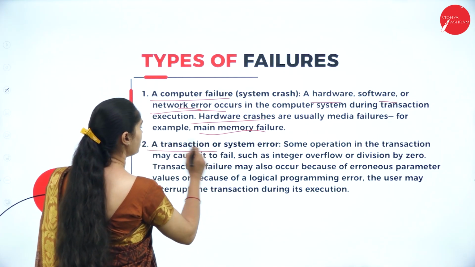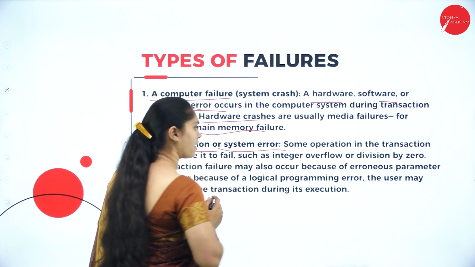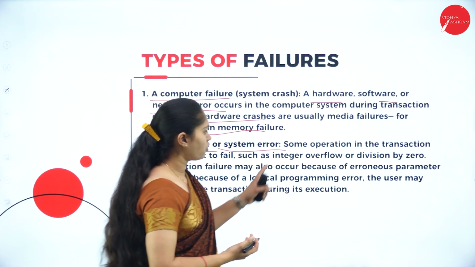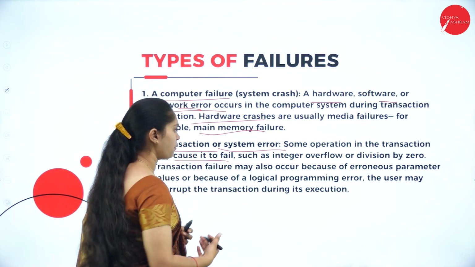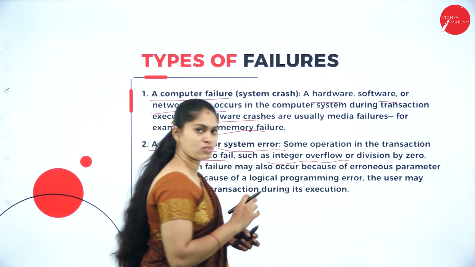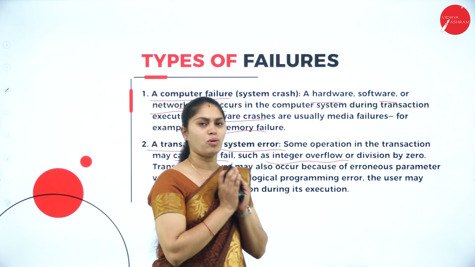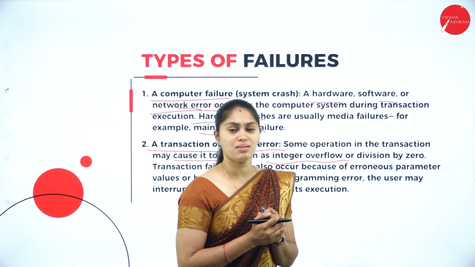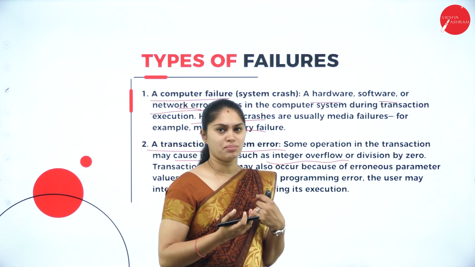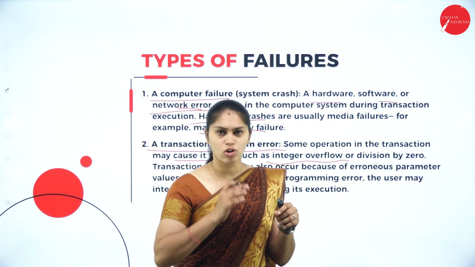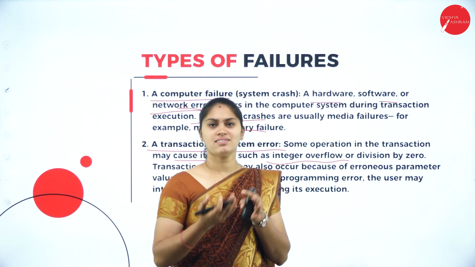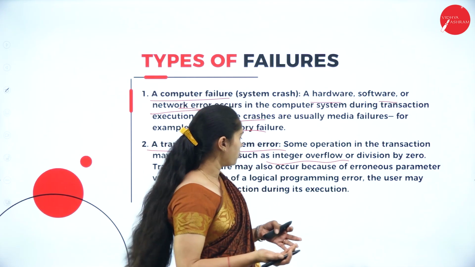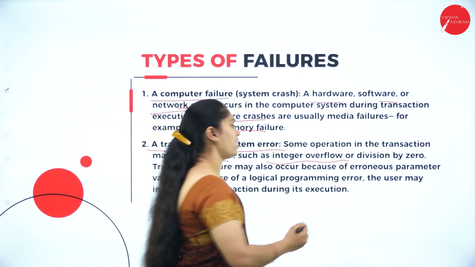What is the second one? A transaction or system error. Whenever we are performing an operation in the transaction, it may fail. Why? Because of integer overflow. That means, say there is a mobile number field, and for that mobile number you give more than 12 digits. I am taking the country code plus 10 digits of a mobile number, but if you are entering more than that, that is an overflow here, an integer overflow.